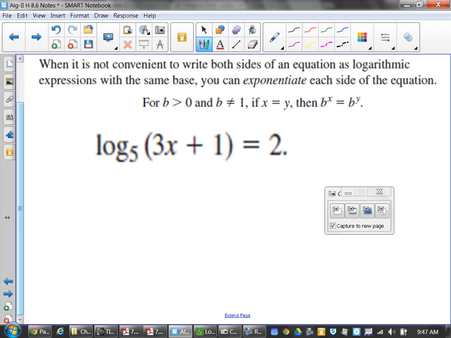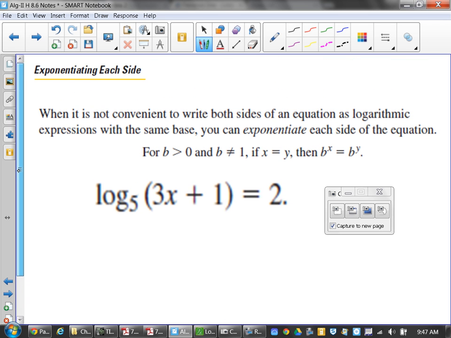Now, this is what we call our exponentiating, okay? Wait, did we skip that last one? It is a real word. Exponentiating. It is a real word. I always forget. It's too late.